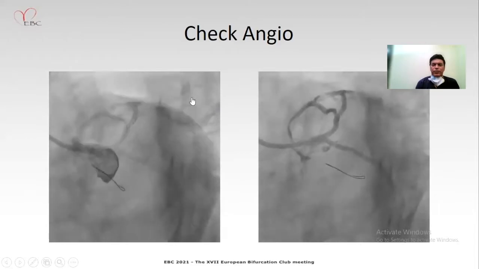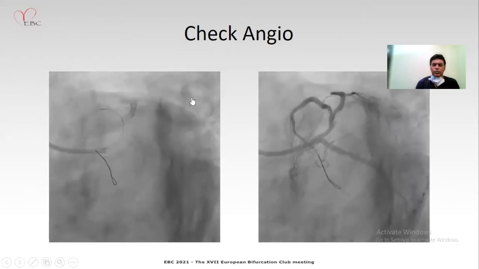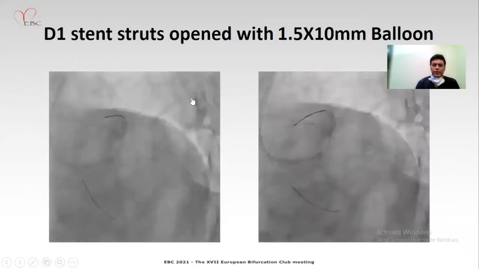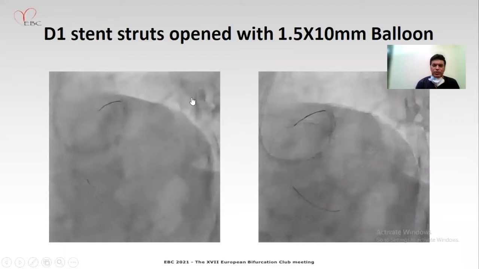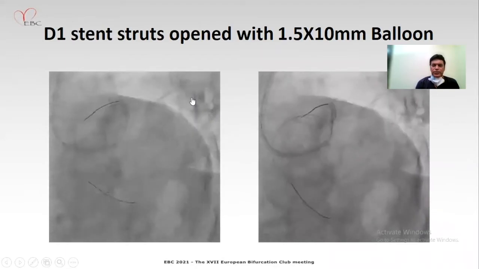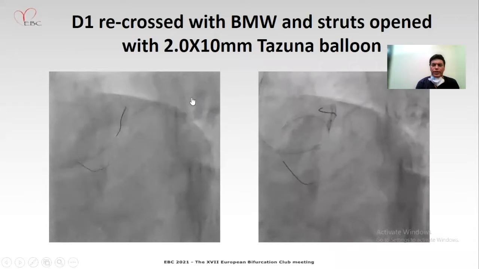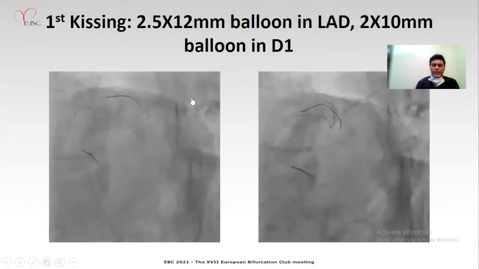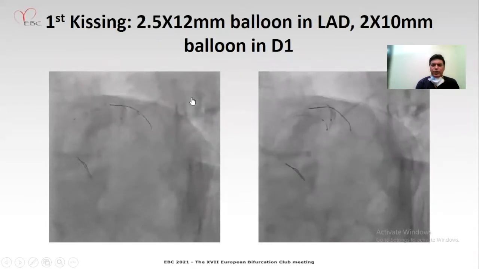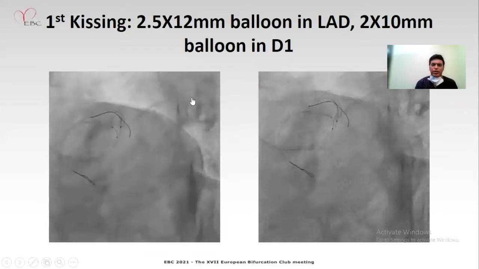Here we faced a lot of problems in crossing. So, after crushing, the first kissing balloon was performed, opening the stent struts using a 1.5 balloon and recrossing. Then you can see the first kissing, with the 2.5 and 2 mm balloons. Then we upsized to 2.5 and 3.